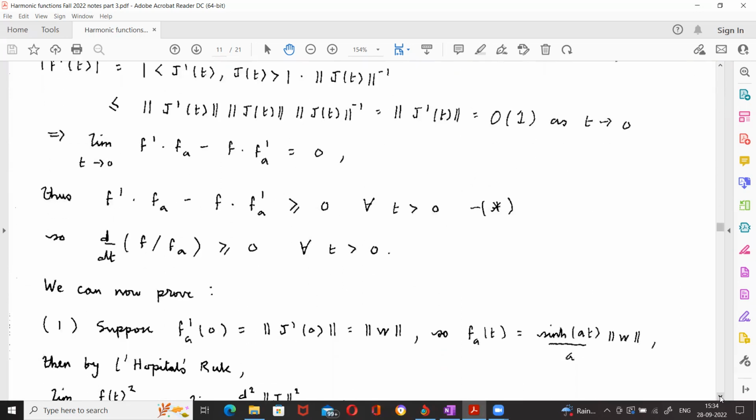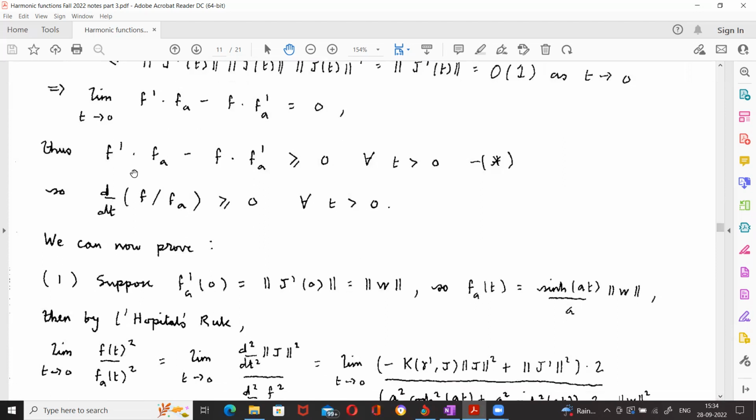Okay. And what is this function actually? If I divide by fa squared, then by the quotient rule this is nothing but the derivative of f over fa, right? So what do we get? We get that d/dt of f over fa is greater than or equal to 0 for all t positive. Okay, so this is the main thing we wanted to prove.